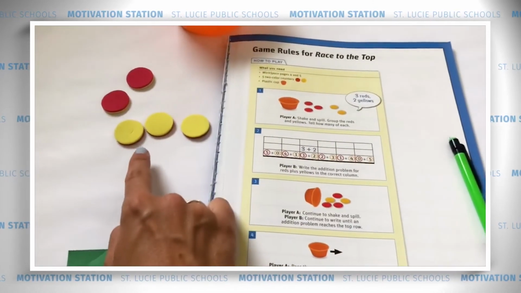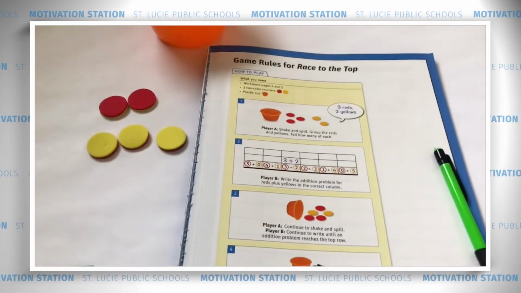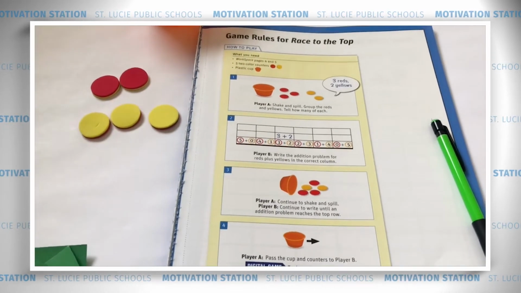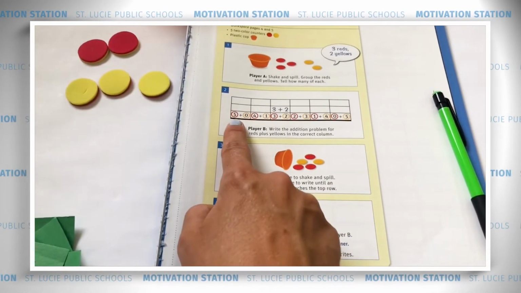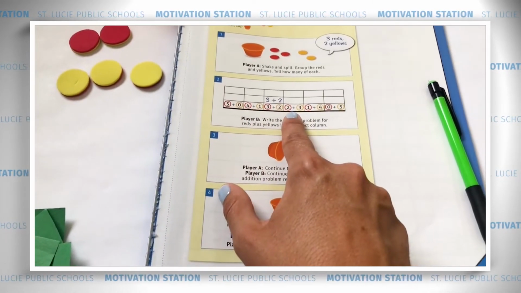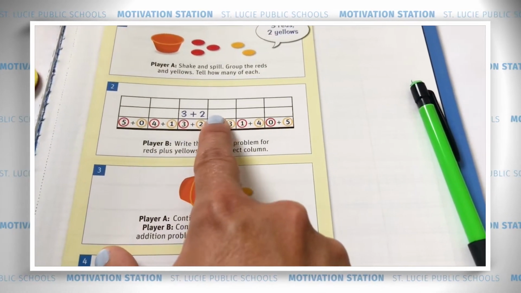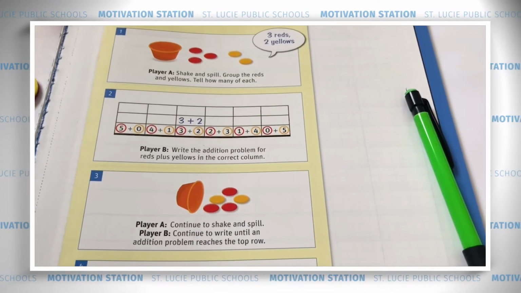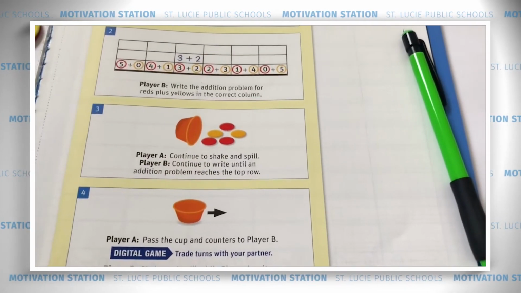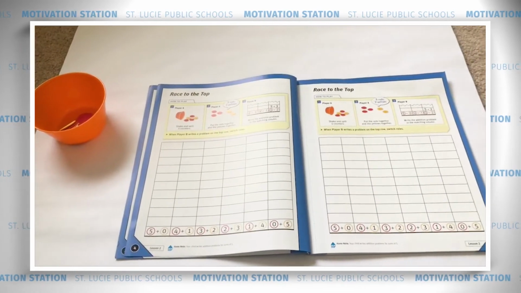Let's see, I have 3 yellow and 2 red. Now my partner is going to write the addition problem for the reds plus the yellows. Now, the reds are always going to go first. So I'm going to look for how many reds. Okay, so here it is, 2 red plus 3 yellow. So I'm going to write it in that box. And then player A continues to shake and spill, and player B continues to write until the addition reaches the top row, okay?